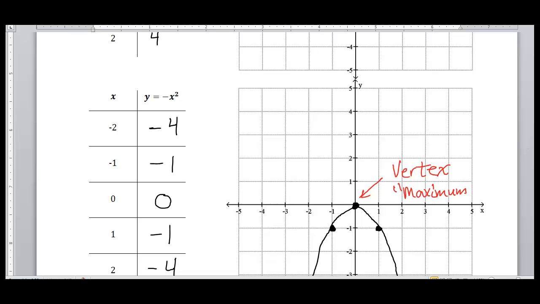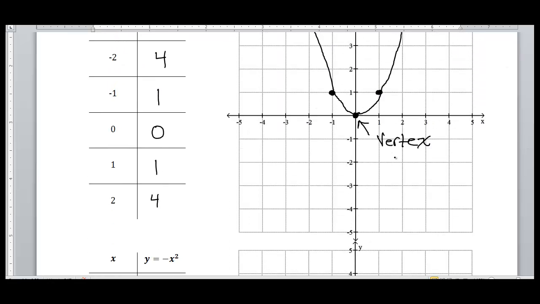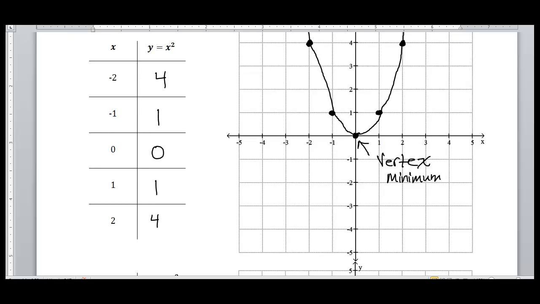And when it's the lowest point, we call the vertex a minimum. All right, so all of our graphs are going to be opening a certain way, and they're going to either have a max or a min. And I'll tell you how you can figure out whether it's going to be a max or a min or not.